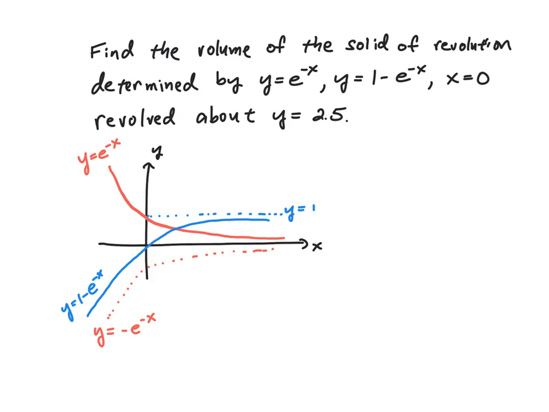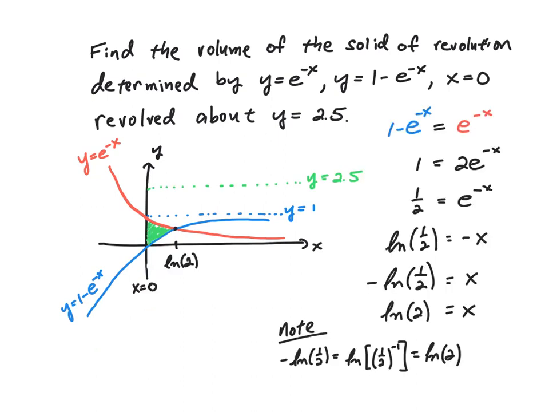Next let's find this point of intersection. So this is x equals 0, and then we need to find this point of intersection here. We're going to revolve this little shape around 2.5, but we need to find out what this point is, and it turns out that it's natural log of 2, and that's real simple. You just find where these curves intersect, so you set them equal to each other. You add e to the minus x to the other side, you get 2 of them, then you divide by 2, then you take a natural log to get the exponent, and you get minus natural log of 1/2 is equal to x, and that means x is equal to the natural log of 2.